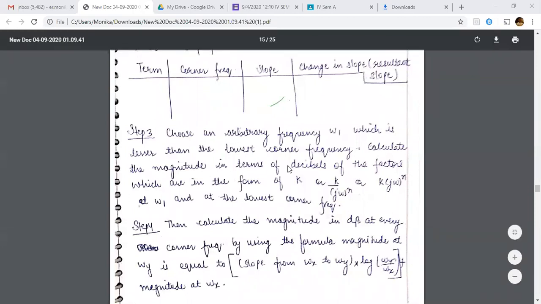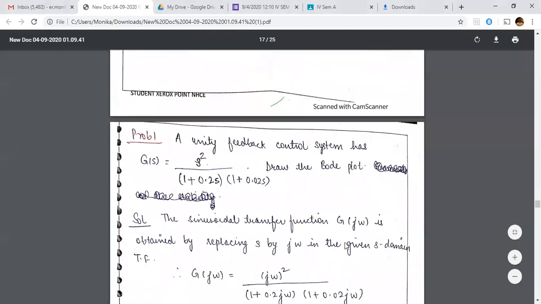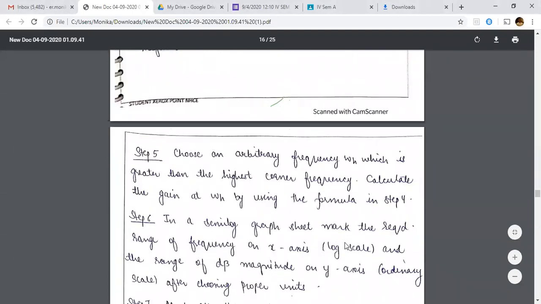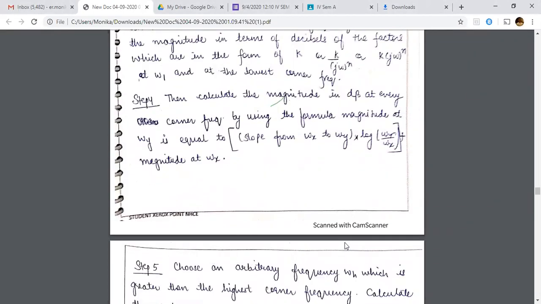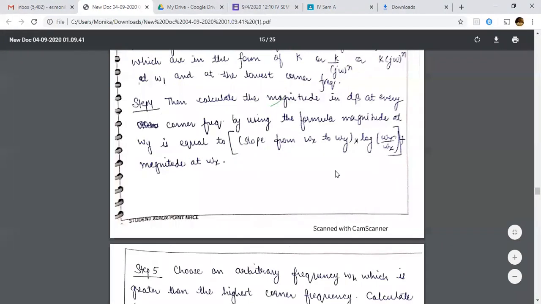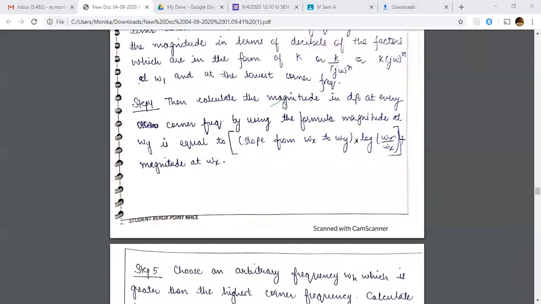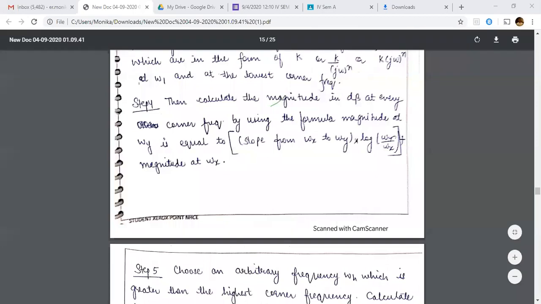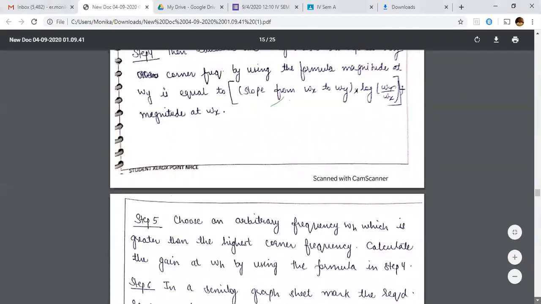Then calculate the magnitude in decibels of the factors which are in the form of K or K upon (j omega) to the power n, at omega 1 and at the lower corner frequency. Then calculate the magnitude in dB at every corner frequency by using the formula: magnitude at omega y is equal to slope from omega x to omega y times log of omega y by omega x, plus magnitude at omega x. Just listen to me. You will not be able to remember it now, but once we solve one problem, you will understand. Let us solve a problem first.